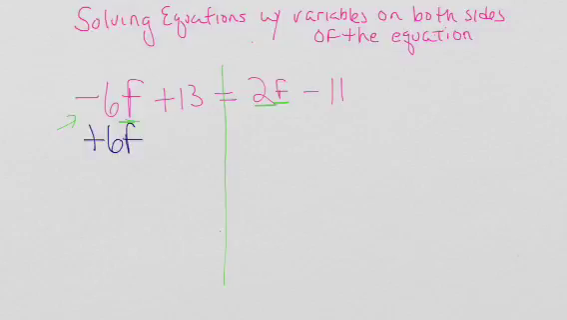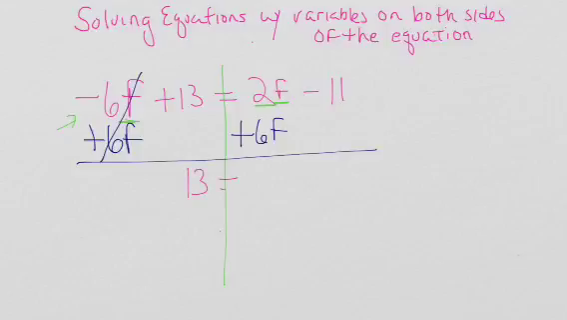Of course, we know that whatever you do to one side, you have to do to the other. So I'm going to add 6f to this side, making sure I line up my f's because they're friends. You can only add friends with friends. So when I simplify this, I get negative 6f plus 6f. That's a 0 pair. So on this left side of the street, all I'm left with is 13, and then I have equals, and then I have 2f's plus 6f's. That's 8f, and then minus 11.